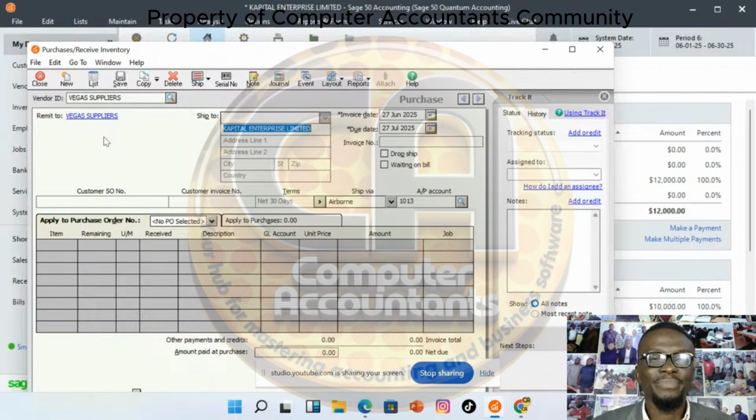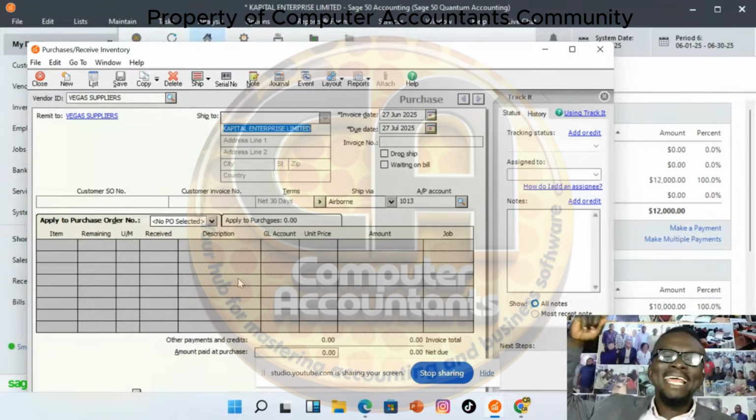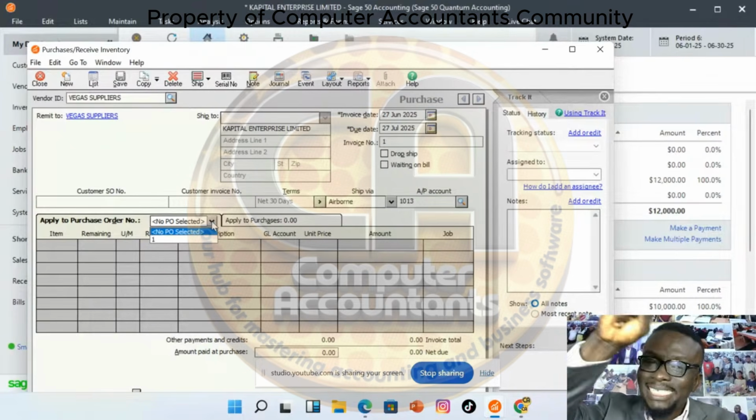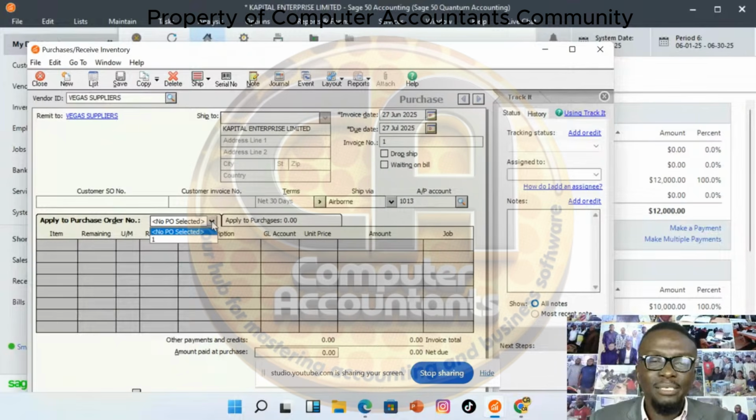Now notice something. Immediately I selected Vegas Suppliers, the whole rows and columns are locked. The system is telling us that this transaction might be coming from an earlier issued purchase order. We have issued him a purchase order. So the system will transit this transaction from the purchase order. This is the first invoice we are receiving from a vendor. Now it says apply to purchase order. Because we have already issued him a purchase order, the system has noticed that there's an outstanding purchase order.